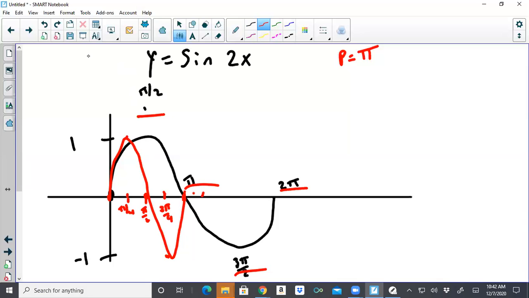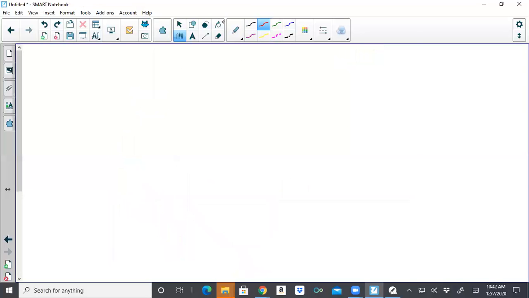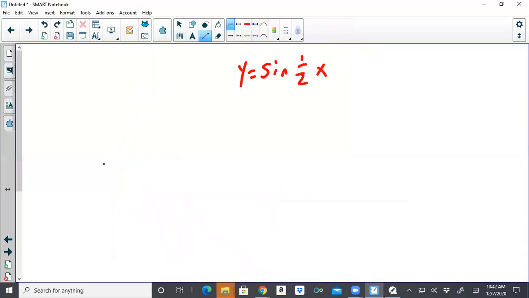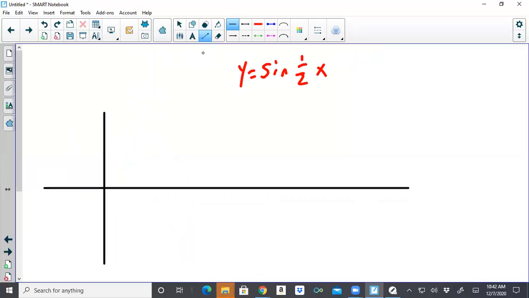So let's try another one. Let's try one more. Let's try sine of half of x. So y equals sine of half x. If I take y equals sine of half x, I'm still going to do my parent function so I can compare my parent function to what's going on.